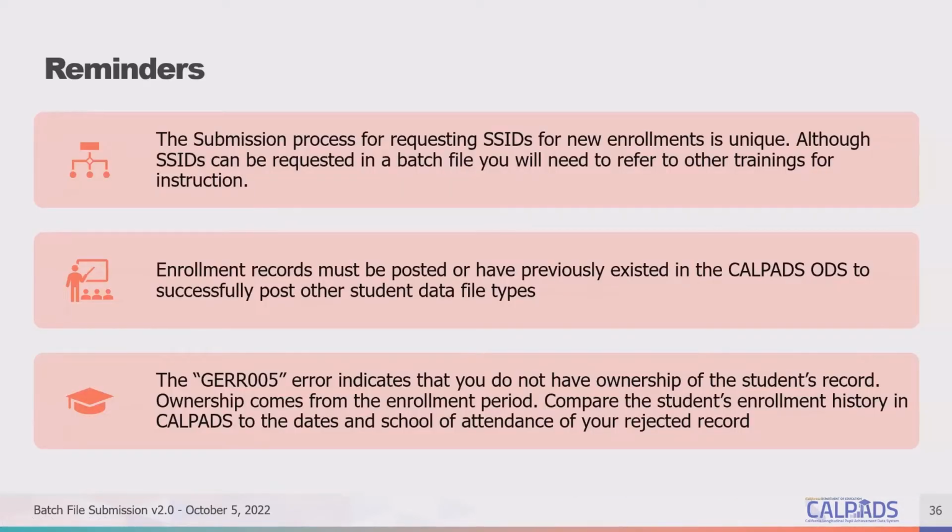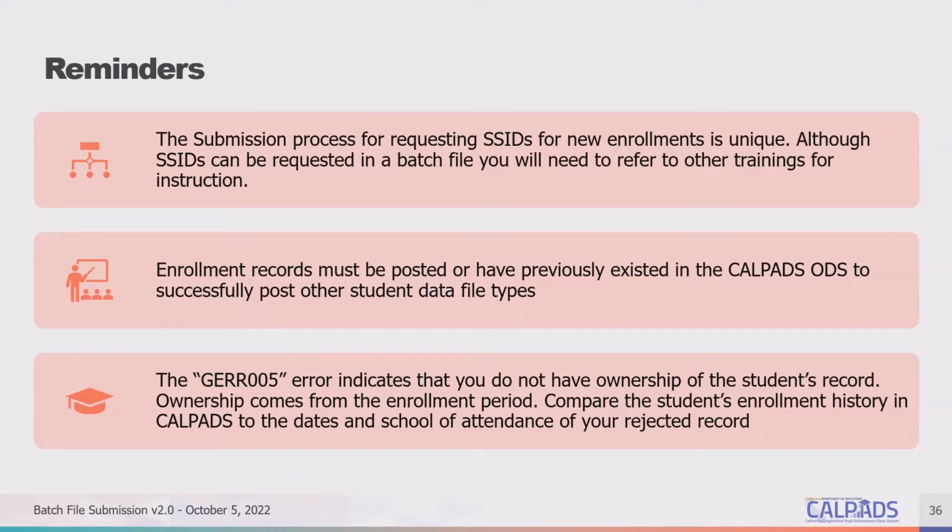So some reminders. The submission process for requesting SSIDs for new enrollments is unique. Although SSIDs can be requested in a batch file, you will need to refer to other trainings for instruction. Enrollment records must be posted or have previously existed in the CALPADS ODS to successfully post other student data file types. This is the key concept of ownership.